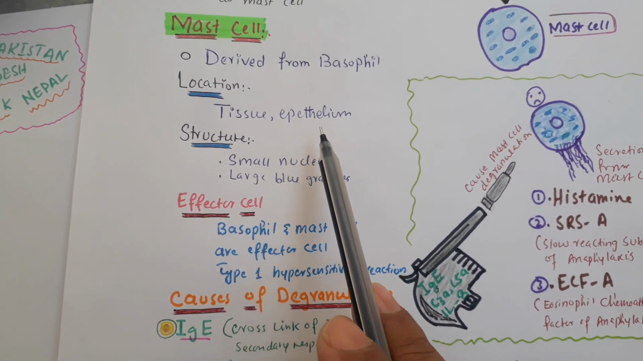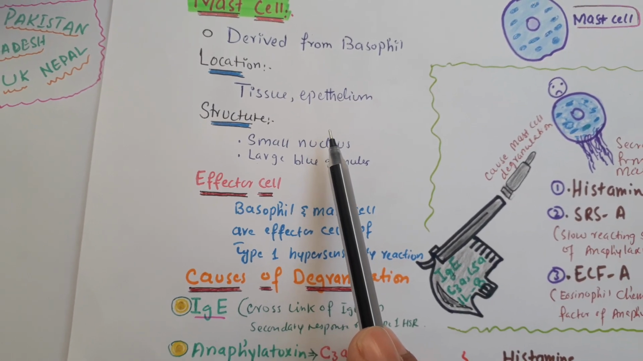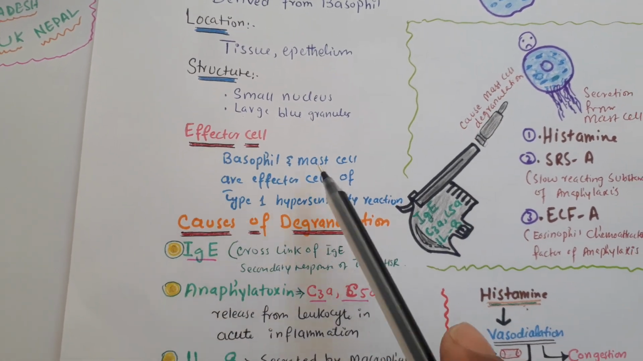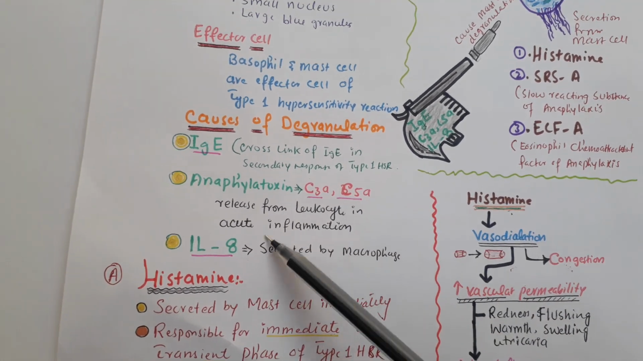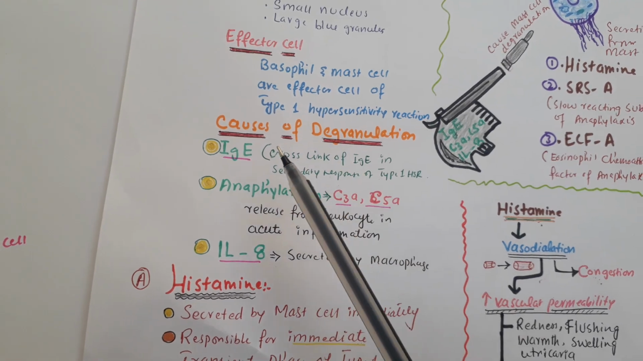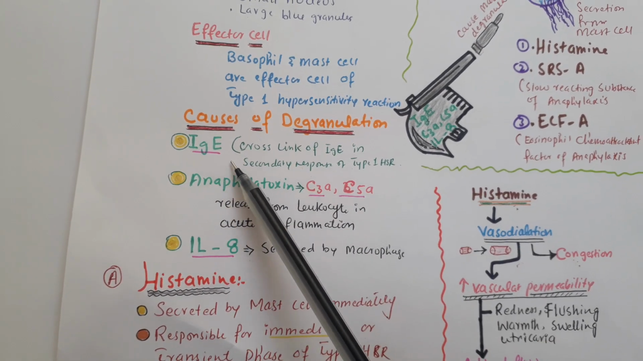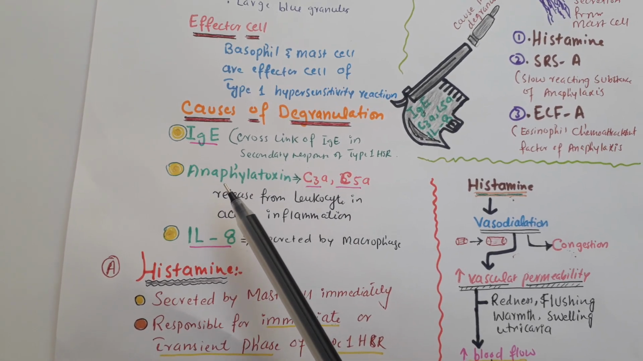Now, you already know that the location for the mast cells is epithelium, tissue, and mucosa, and it has a small nucleus with large blue granules, and these are the effector cells of type 1 hypersensitivity reaction. Now, the most important thing regarding mast cells is the causes of degranulation. So, IgE, which I will explain in type 1 hypersensitivity reaction. IgEs can cause degranulation of the mast cells.